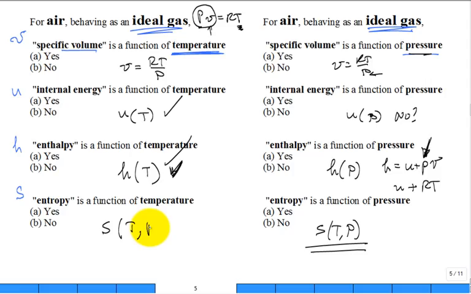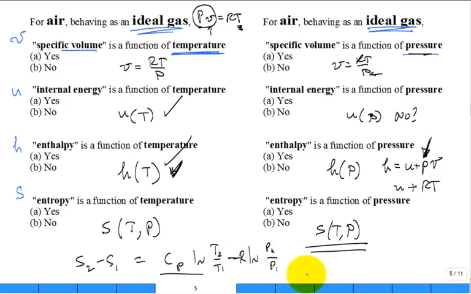What would be an equation to get the change in S? Wouldn't it be C sub P natural log T2 over T1 minus R natural log P2 over P1? I left out the R. Isn't that a good equation for calculating the change in entropy? Yeah? Good.